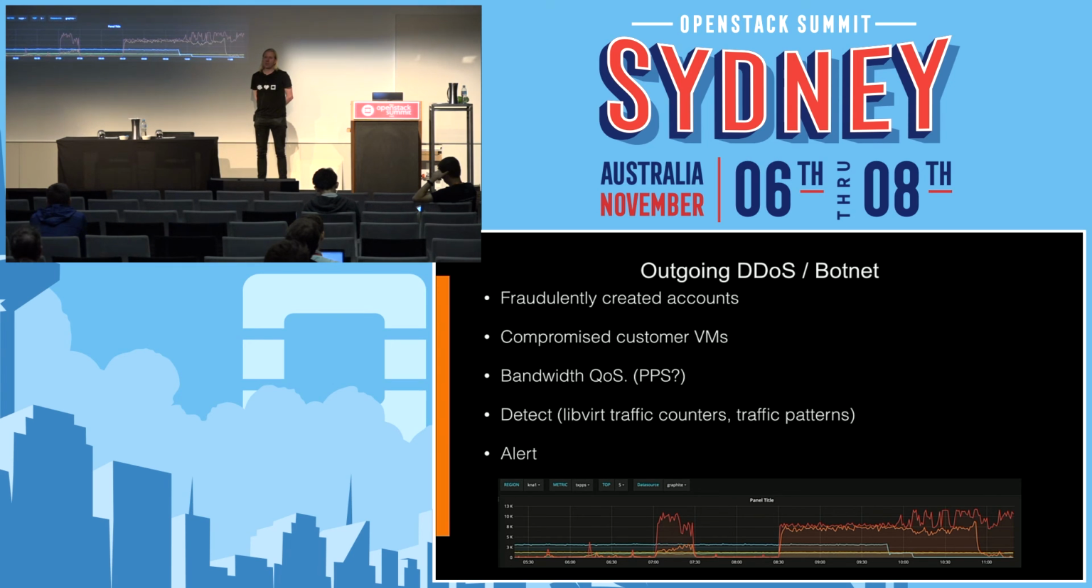Some things are easier to see on a graph than when you just look at the numbers. So we work really hard on being able to make graphs of every behavior in the environment. For example, this is a graph that shows the top 5 talkers based on packets per second in one of our regions for 6 hours, I think, or something like that.